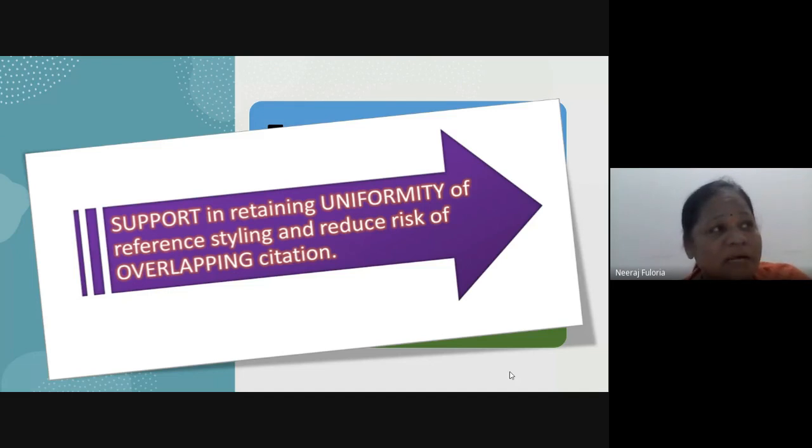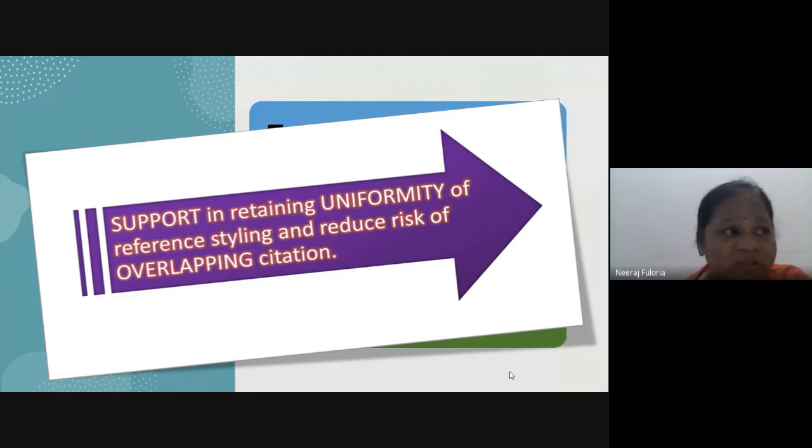So these particular tools, all the tools I just showed you, will support retaining the uniformity of reference styling, and they will reduce the risk of overlapping citations. Sometimes you're writing 300 references. It's very difficult. It's very challenging.